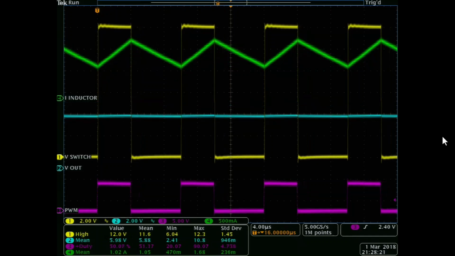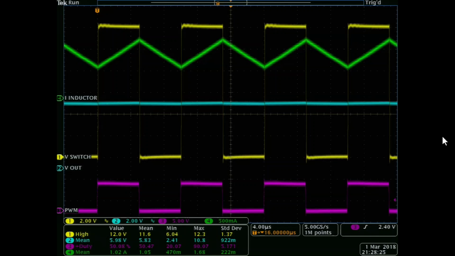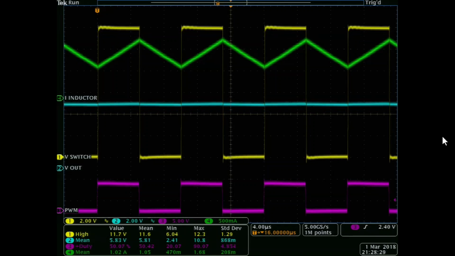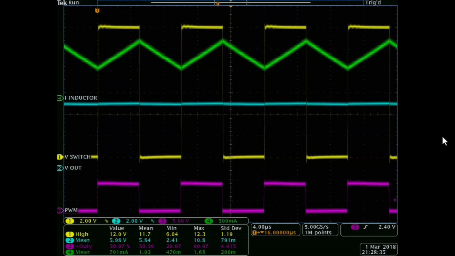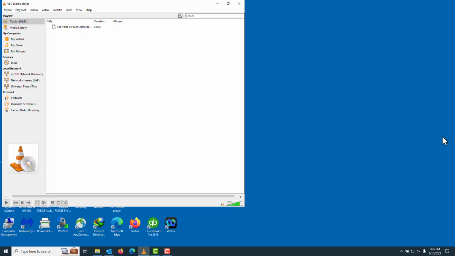Now I'm back to changing the duty cycle. Changing the input, just to kind of review what we saw before. And change the current, no change in the output, as long as the input and duty cycle are the same.